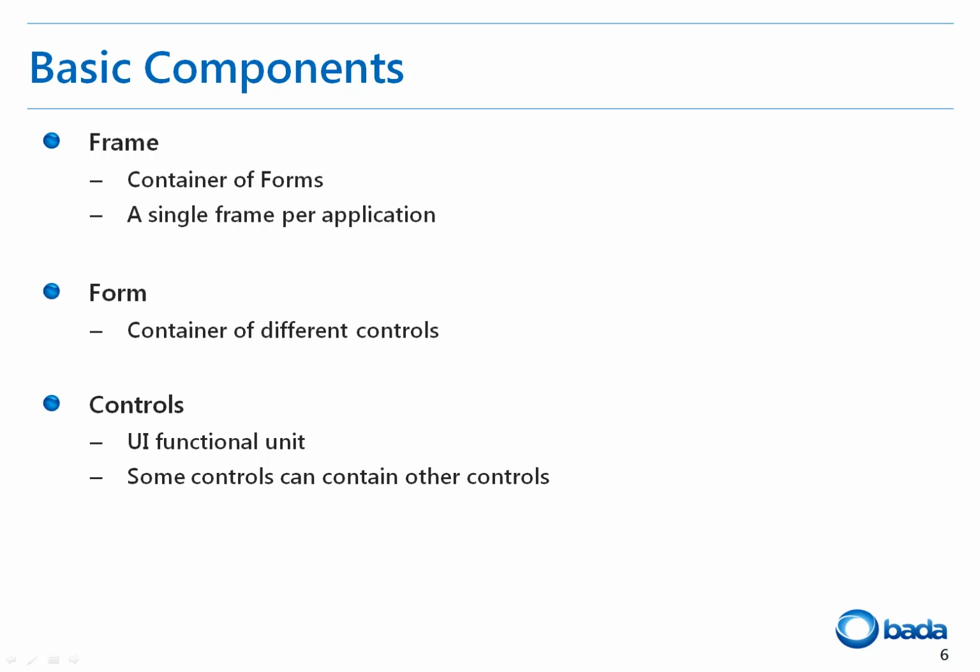UI controls are user interface elements, such as buttons, lists, and edit fields, and they're commonly used for organizing content on the device screen, providing a means for user navigation or reporting application status changes. Some controls can contain other controls, and these controls are known as containers.